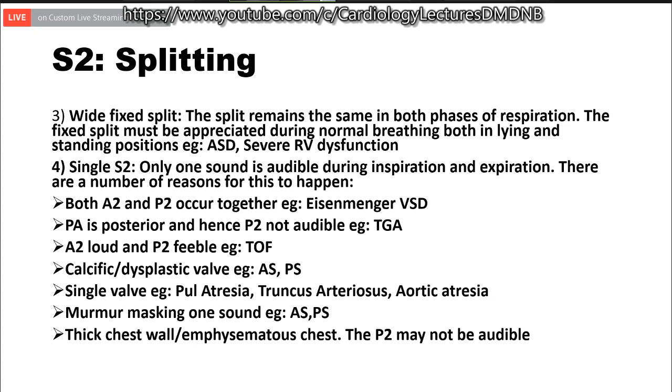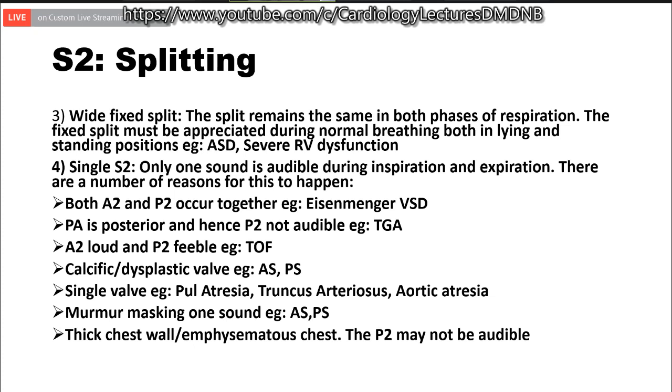Conditions associated with wide fixed splitting of the second heart sound are atrial septal defect and severe RV dysfunction, where the RV cannot receive any more blood. So that can result in a wide fixed splitting of the second heart sound, in ASD or severe RV dysfunction.